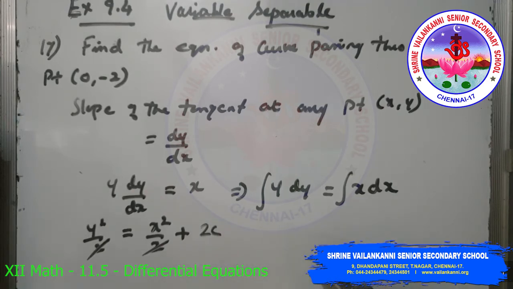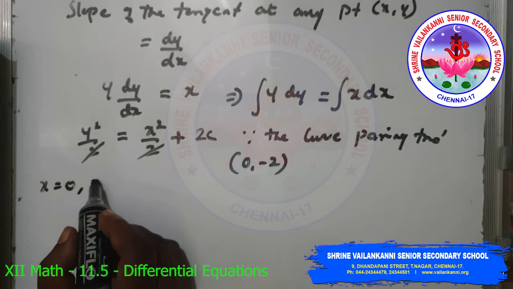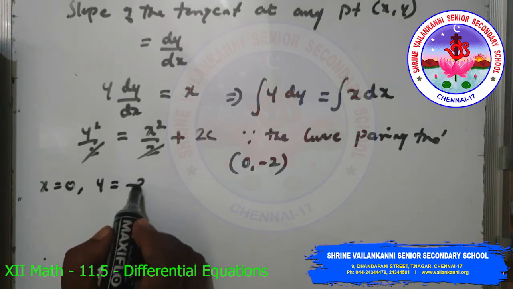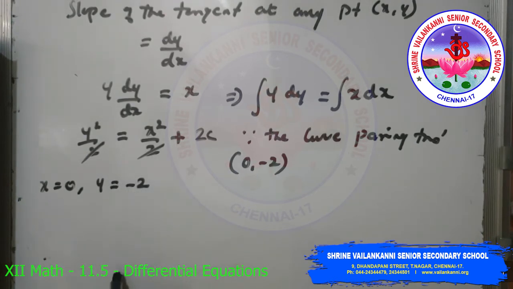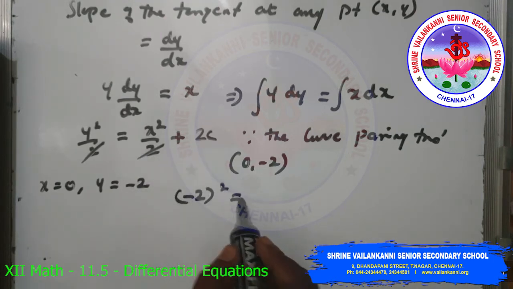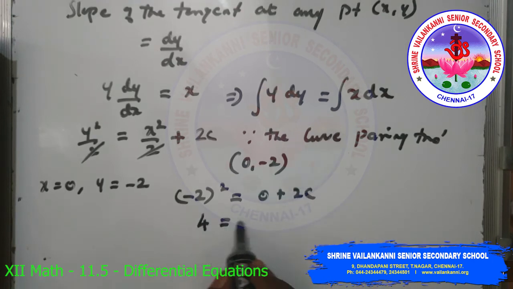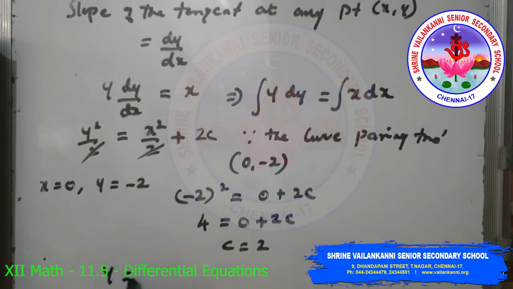So since the curve passing through 0 comma minus 2, so put x is 0 and y equal to minus 2. Substituting here, so minus 2 whole square, which is equal to 0 plus 2c. So 4 equal to 0 plus 2c. So 2c equal to 4, we get c equal to 2. So y equal to x square plus 4, which is the required equation of the curve.